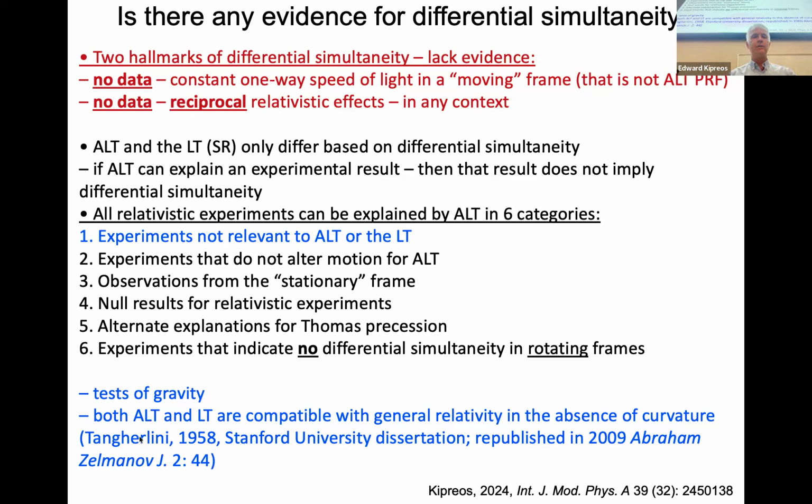And another reason is because Tangherlini in 1958 showed that alt, just like special relativity, is compatible with general relativity in the absence of curvature. So if you take general relativity and get rid of curvature, people think it's only the LT that you get, special relativity, but in fact, you can also get alt. You get alt also. So both of them are compatible with general relativity. So any general relativity gravitational observations don't invalidate alt.